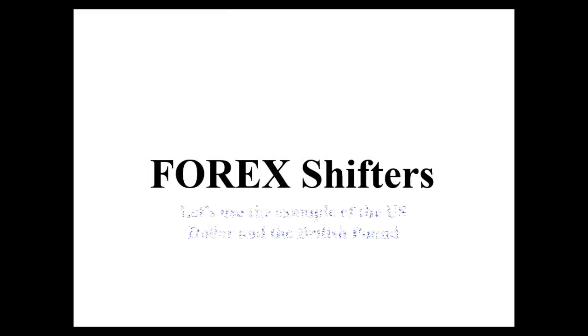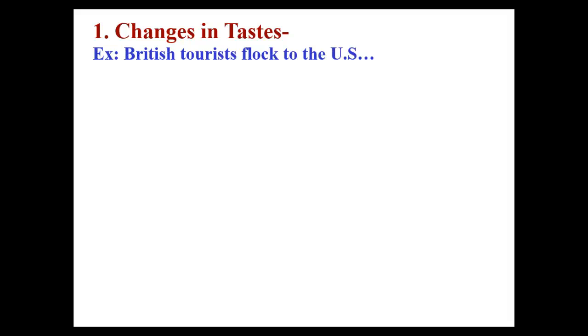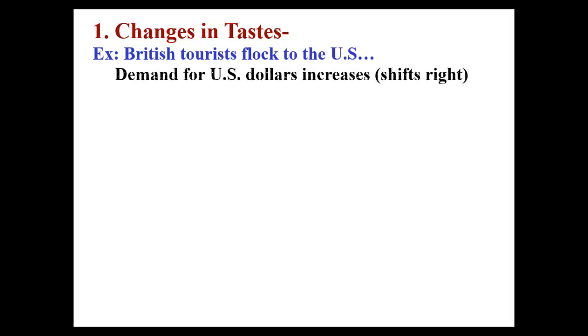If you demand a currency, you have to supply the other one. Just like if I demand a good, I got to supply money for it. Remember that we buy currency in the foreign exchange market. So change in taste. If all of a sudden British tourists flock to the United States, the demand for dollars will increase. Why? When you come to the US, you don't buy things in euros, you buy things in dollars. And so they get off the plane, they demand our currency. So our currency demand goes up, shifts to the right.